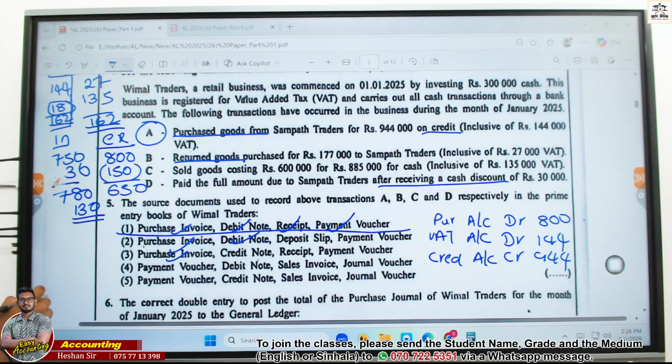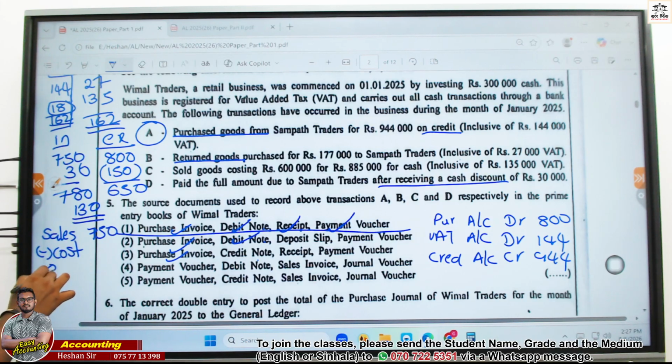අපි මෙහෙම ගමු, P&L එකේ ගමු, right? Sales තියෙනවා ඔක්කොම කීයද? Sales තියෙනවා 750, right? Can you hear me, guys? 750, right? Minus cost of sales.